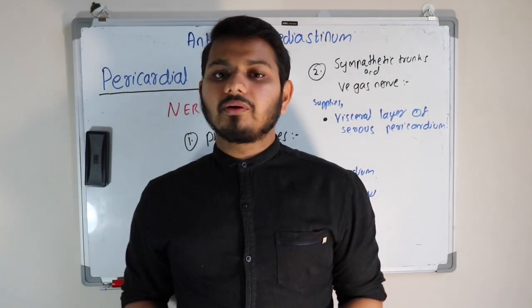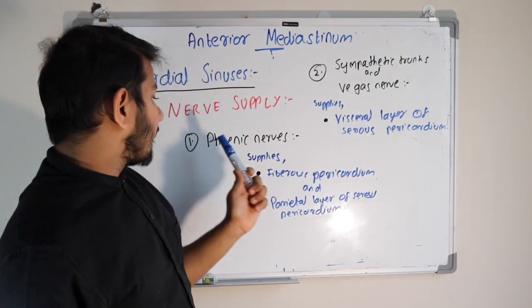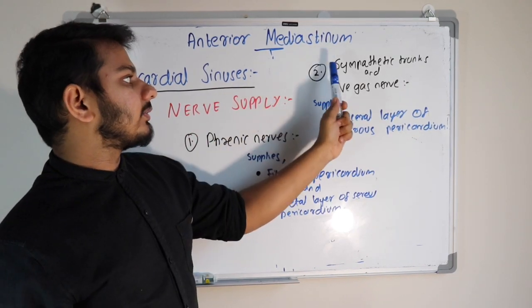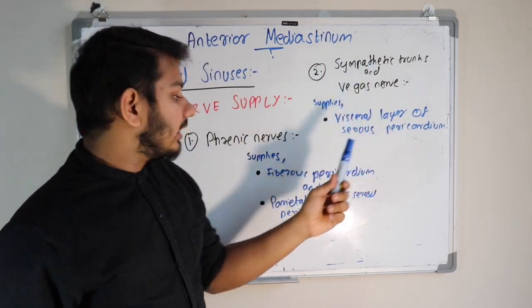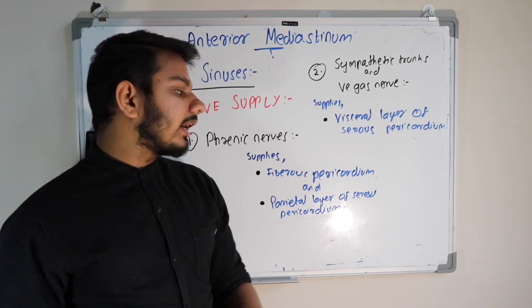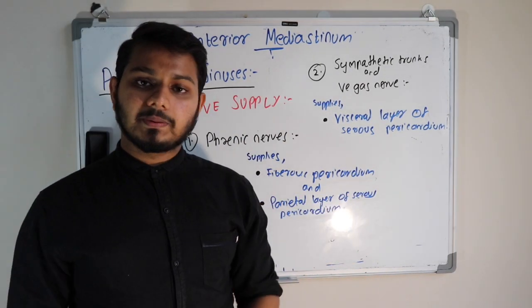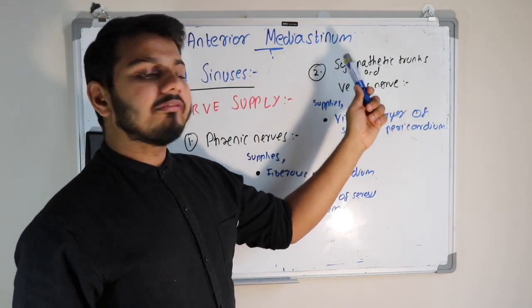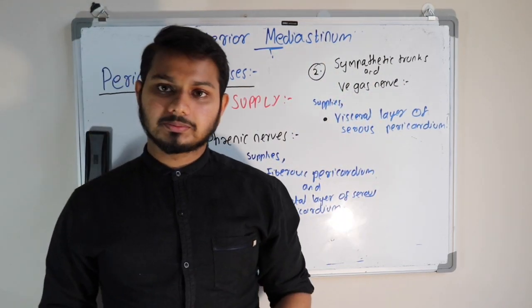So guys, next we are going to talk about the nerve supply. We have the phrenic nerves, that's the first one, and the sympathetic trunk and vagus nerve. The phrenic nerve supplies the fibrous pericardium and the parietal layer of the serous pericardium. The sympathetic trunk and vagus nerve supply the visceral layer of the serous pericardium.